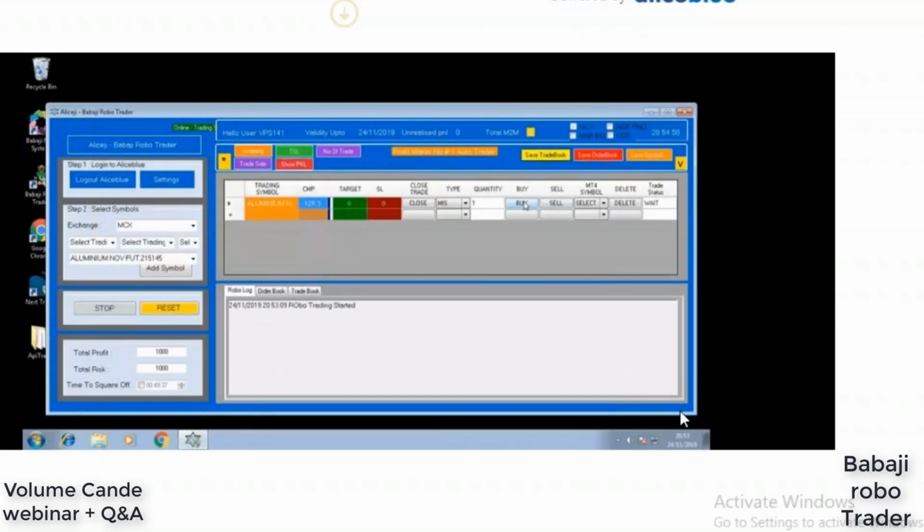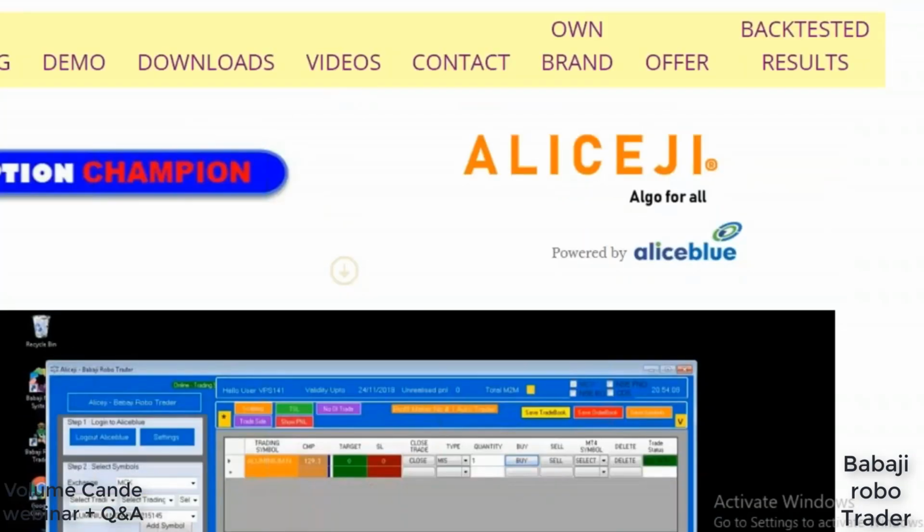For this, we have given one offer. That is for 1 year, 20,000 rupees. Those who are taking it now can take this offer. It's for 1 year, 20,000 rupees. So with the strategy, with the data feed, and with the robo, that is covering everything, for 20,000 rupees for 1 year.